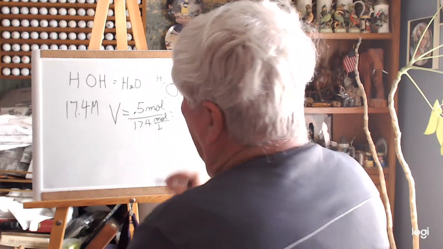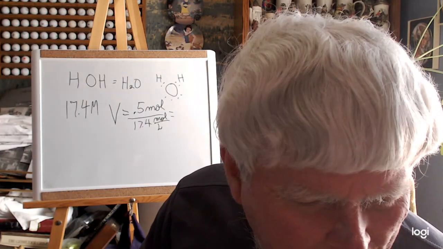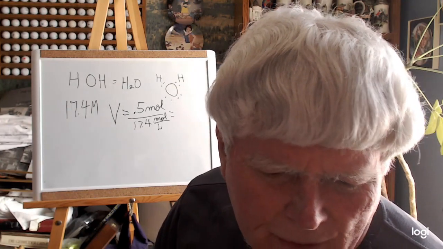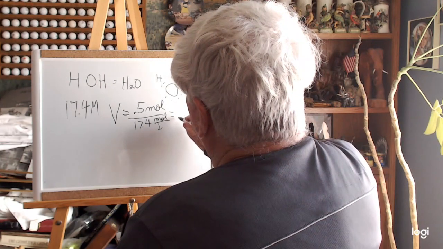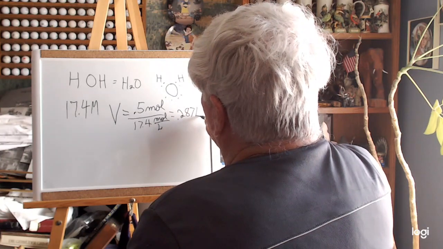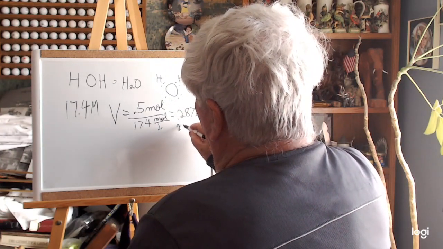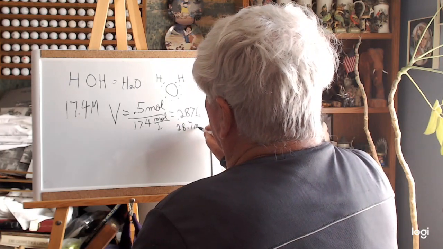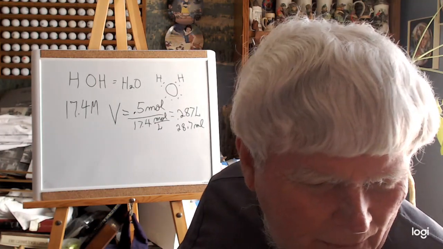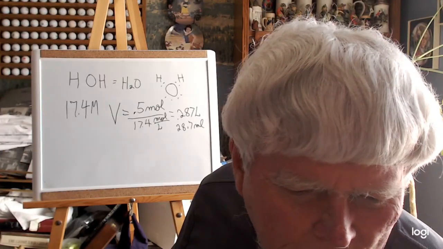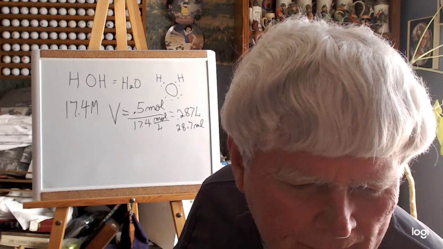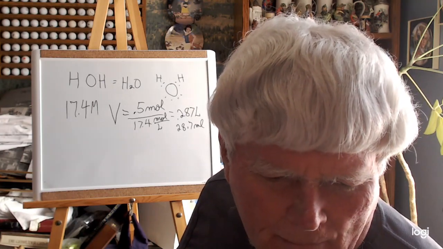Again, your moles cancel out. You come up to the top, and I've cheated again and used a calculator, and came up with 0.0287 liters. Which in real language is 28.7 milliliters. If you're in a lab, you're always dealing with milliliters, so it'd be 28.7 milliliters. And that would give you the concentration you desired, which is 500 milliliters of 1 molar acetic acid.